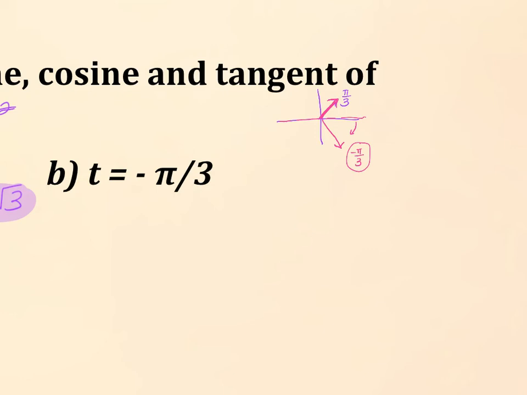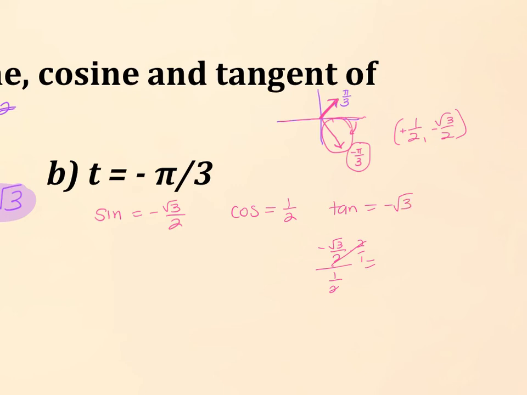So again, we know pi over 3 is 1/2 and root 3 over 2. And because it's a negative, it means it's in this fourth quadrant. And in the fourth quadrant, my x is positive, my y is negative. Now I can identify my sine as my y, which is negative root 3 over 2. My cosine as my x, positive 1/2. And my tangent as negative root 3 over 2 over 1/2, keep, change, flip, and I get negative root 3.